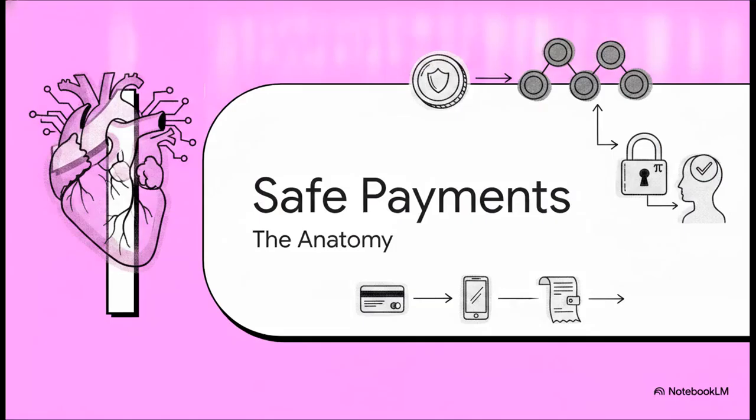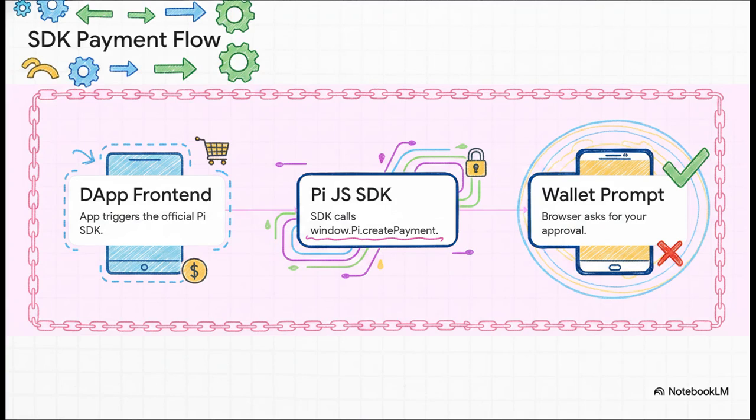So part 1, the anatomy of safe payments. Let's establish exactly how a legitimate transaction is actually supposed to work. Because before we can spot a fake transaction, we really have to understand the baseline of a real one. Knowing how payments actually flow under the hood, that is what keeps your assets secure. So let's break down the exact architectural flow.